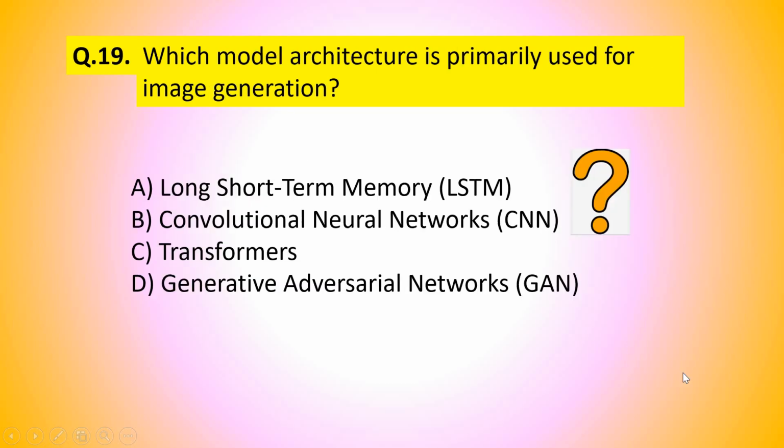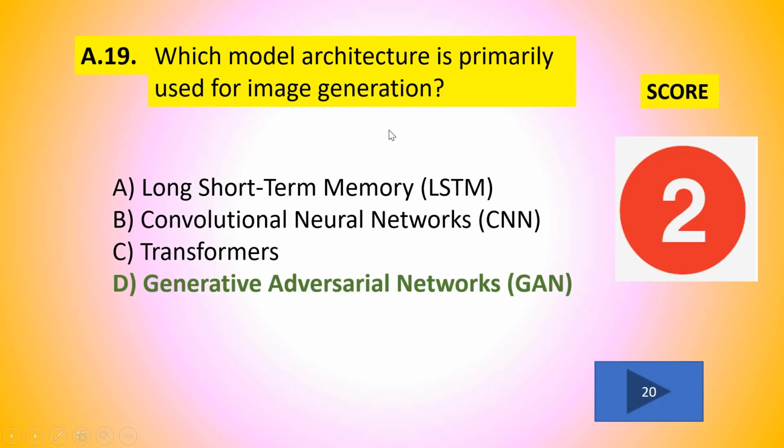Number 19 now. Which model architecture is primarily used for image generation? Long short-term memory, convolutional neural networks, transformers, or generative adversarial networks, GAN? The answer is generative adversarial networks. So this is the model architecture which is mainly used for image generation.